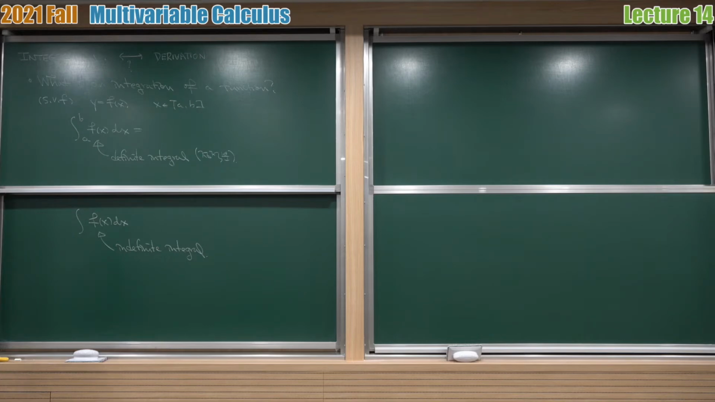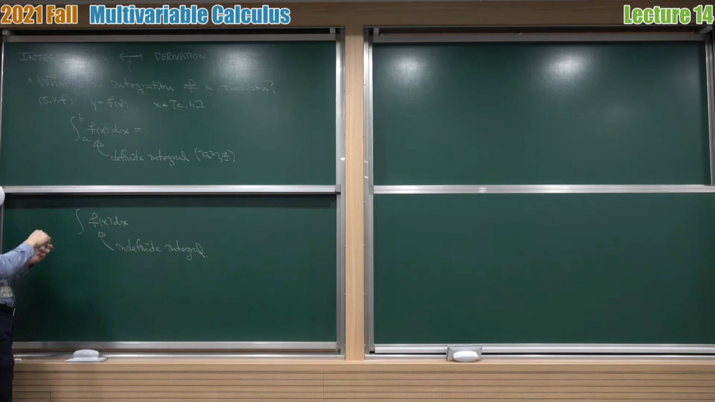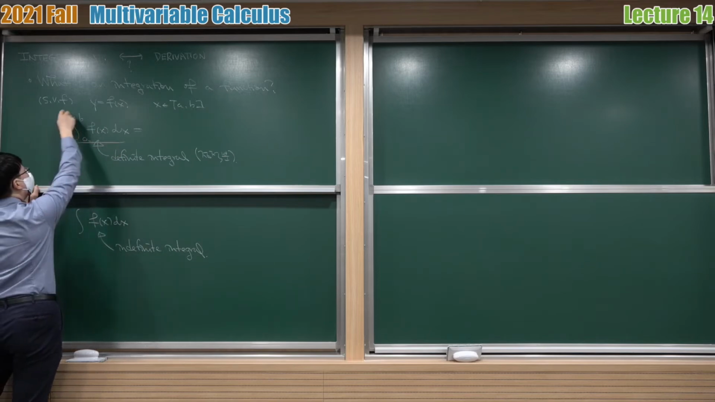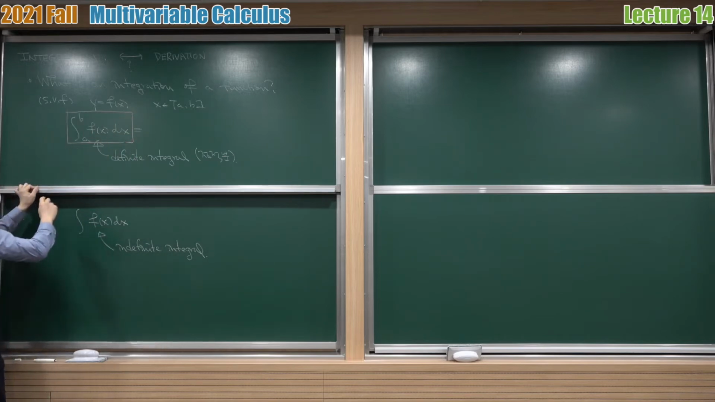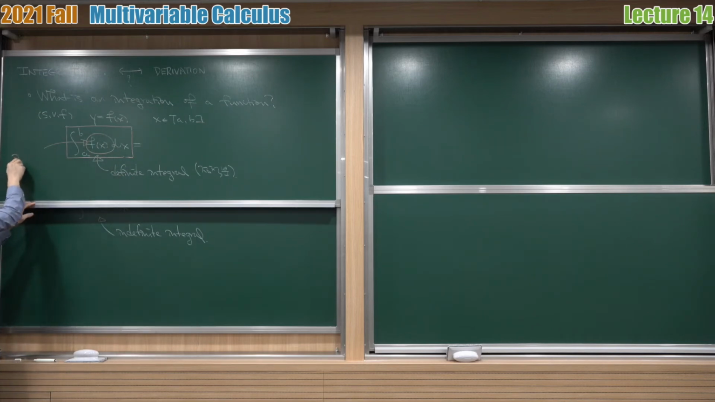In a definite function, integrated function. This is called the integrand. Yes, this function inside the integration is called the integrand. That's actually good to write a definition here. So this whole thing is called the definite integral, and this function inside the definite integral is called the integrand.